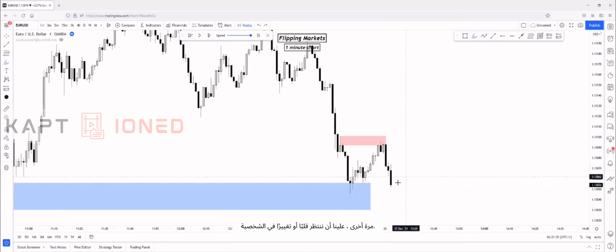We have to wait for a flip or a change of character. So if price doesn't break below this low, and does break above this supply zone, that will be our flip scenario. Let's see what happens.